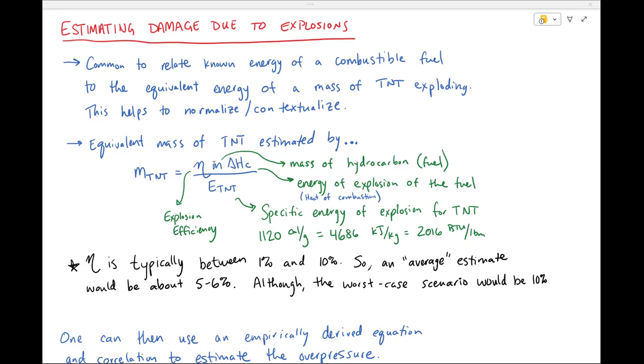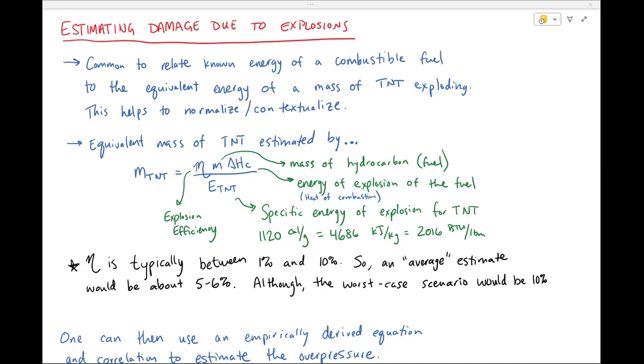You multiply eta times mass, which is the mass of the fuel that explodes. I said hydrocarbon because most fuels are hydrocarbons, but it doesn't have to be a hydrocarbon. Delta Hc is the energy of the explosion of the fuel, aka the heat of combustion. You can find this in the appendix or on the internet. That is a known quantity for every fuel. They have their own individual heat of combustion. And that is all divided by the energy of explosion for TNT.